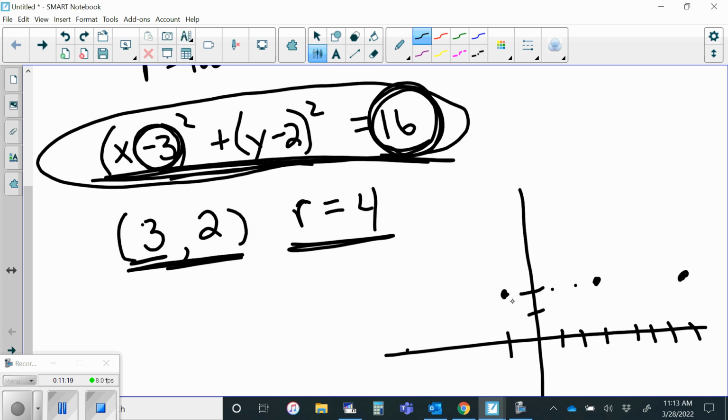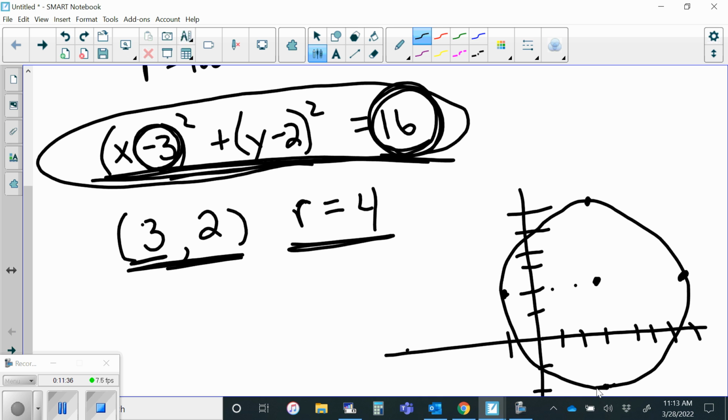What else could I do? Go straight up, right? 1, 2, 3, 4. What else could I do? Go down. 1, 2, 3, 4. And then I'm going to do a terrible job, but pretend I'm a better drawer than I really am. There's my circle. Do you see how I graphed it? Makes sense, yes or no?